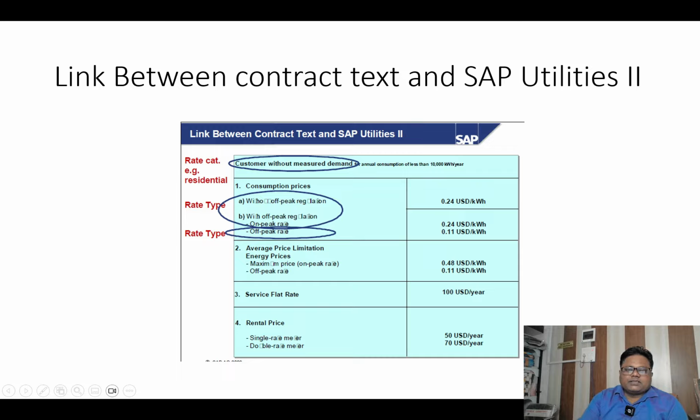Here average price limitations, energy prices. So for the different type of the rate type, different prices are there. So according to that we create your billing master data. We create the rate structure as per the needs. So we should know about all the things.